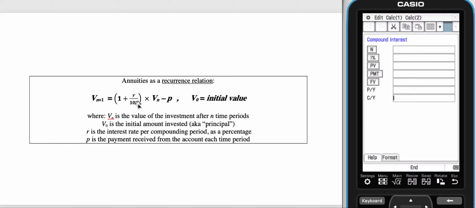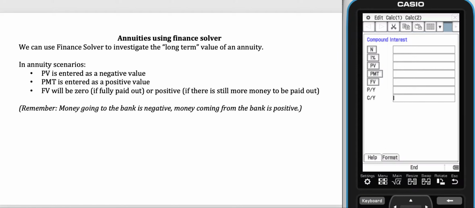But as always, it's just important to remember that R is the interest rate per compounding period. So if it's monthly, we'll have to divide the annual rate by 12, for example. We can also use Finance Solver for annuities, which we'll do shortly in an example. And the important thing to remember is that with Finance Solver, as we have done with loans, when we think of money going to the bank, that's negative, but money coming from the bank to us is positive.